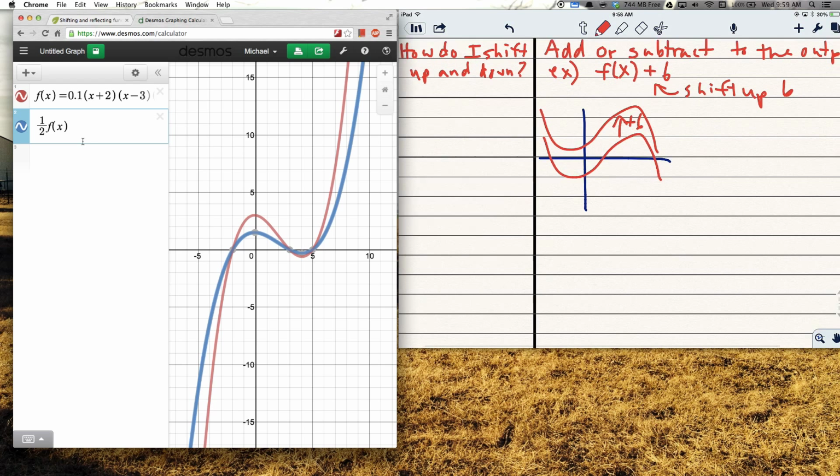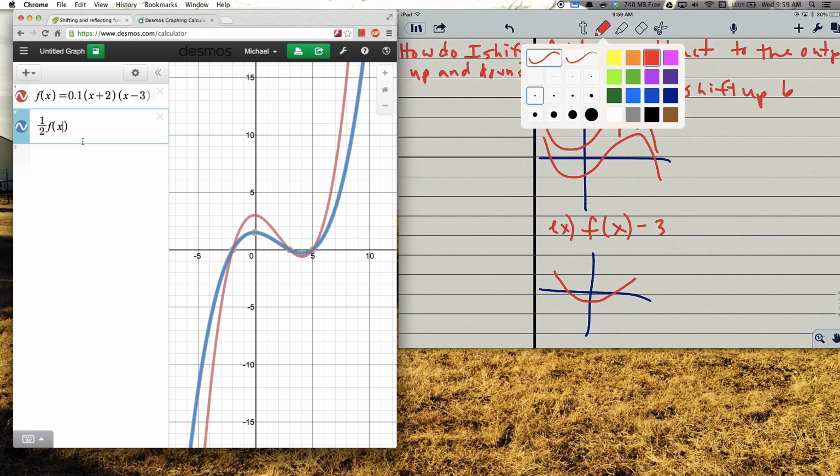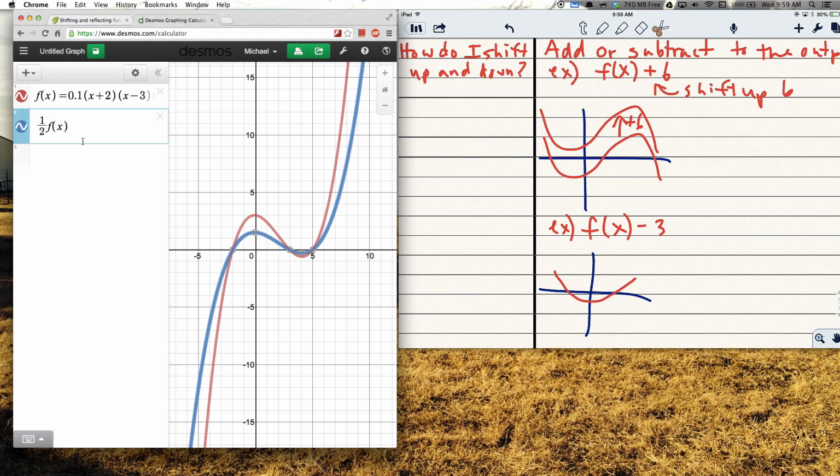Okay? If I want to shift down, it's just going to be f of x minus 3, say. And the same thing's going to happen if I set up my axes and draw my graph again. If I have this function, and I want to shift it down 3, I'm going to take the exact same graph and just shift it down 1, 2, 3 spaces. It's the same shape, it's just moved downward, minus 3.